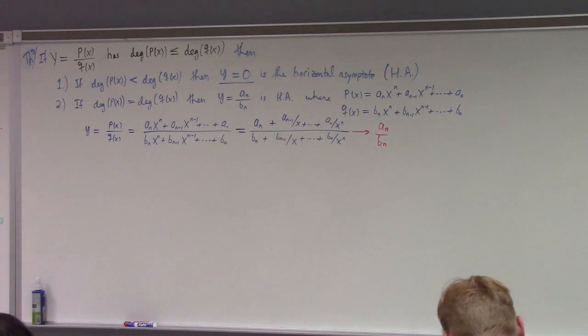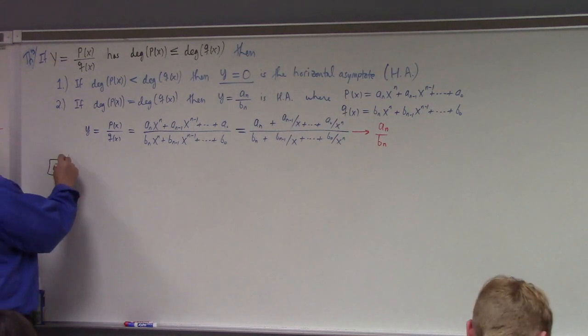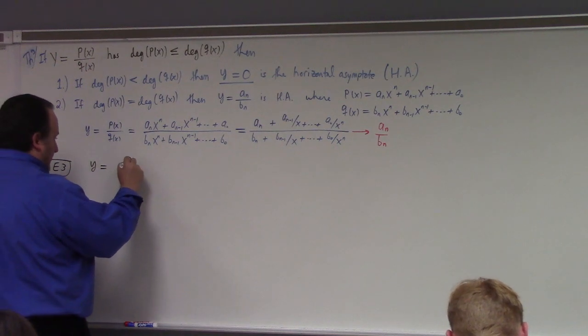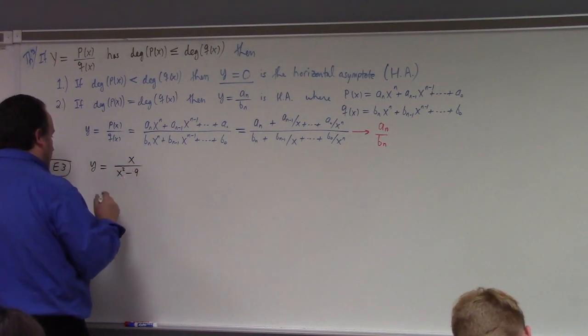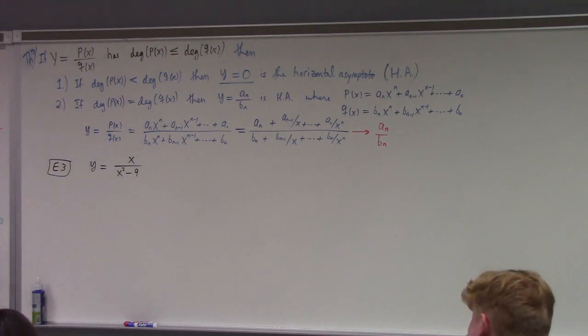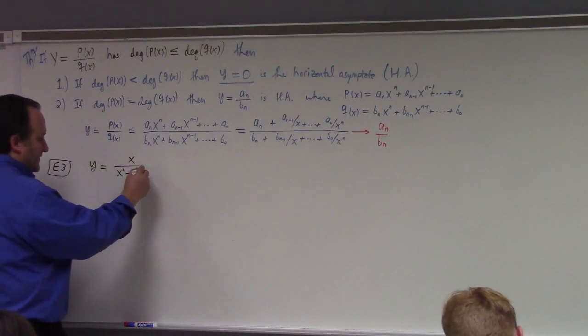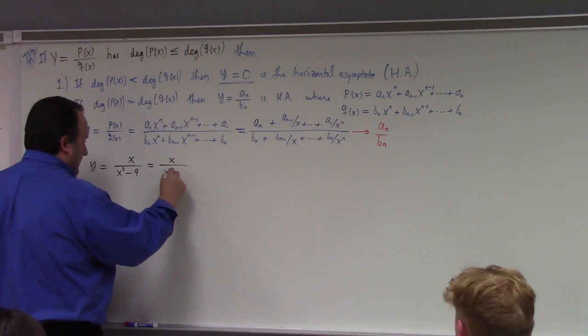Example 3. Suppose we've got y is equal to x over x squared minus 9. All right, can we graph this? Let's see how it goes. So first order of business is to factor.